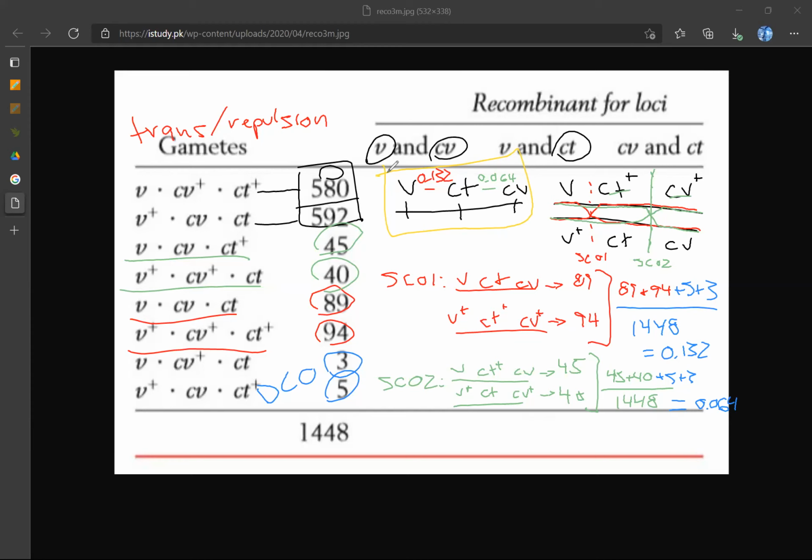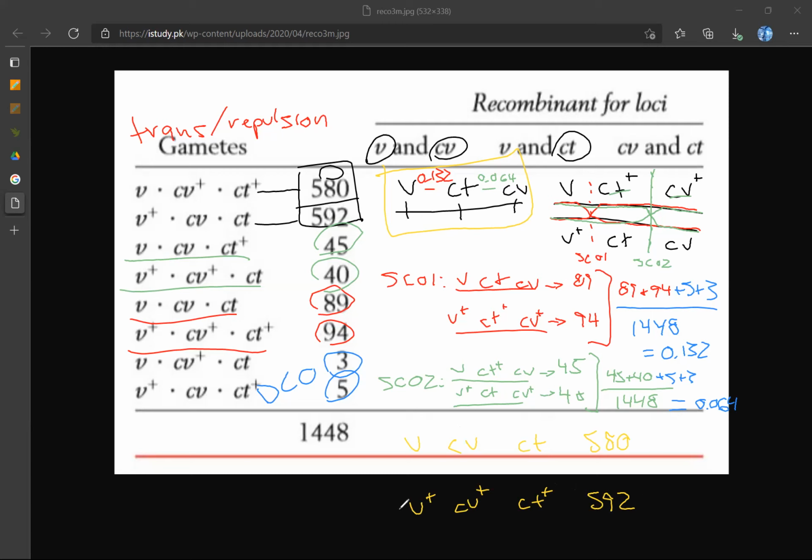Yeah, so if your parents are in cis configuration, then these 580 individuals would be the V, CV, CT, and CT plus would be the 580. And then V plus, CV plus, CT plus would be the 592.